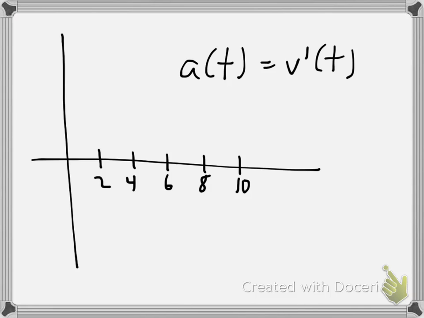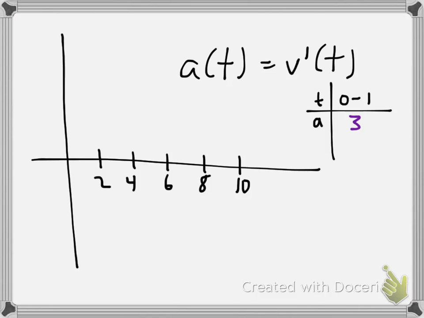In between t equals 0 and t equals 1, so t is 0 to 1, what's the acceleration? The acceleration would be the derivative between 0 and 1. What's the slope of that line? Up 3 and over 1. So the acceleration would be 3.